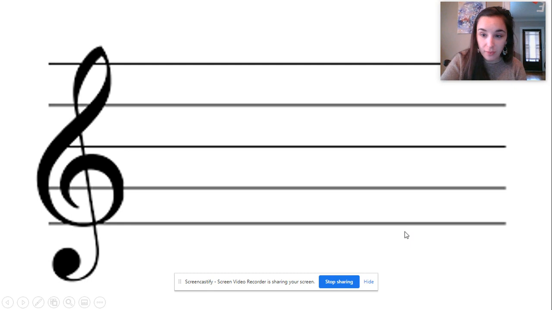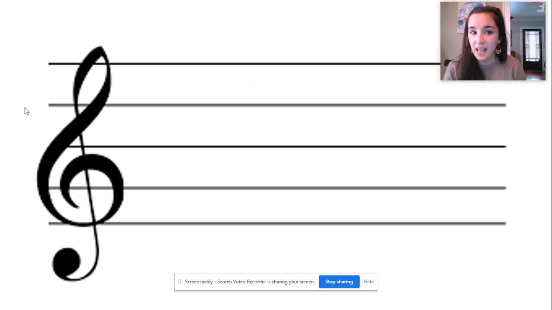So if I was to count the lines, I'd start down here. I'd say this is line 1, line 2, line 3, line 4, line 5. And when I'm counting the spaces, I'd start from the bottom space. Space 1, space 2, space 3, and space 4.